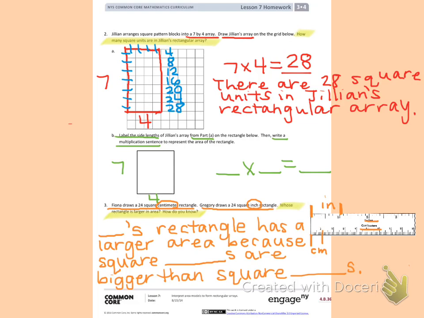Okay, the first line, put one of the people's name. The second line, you choose to write centimeters or inches. And same with the last line, centimeters or inches. Finish the rest on your own.